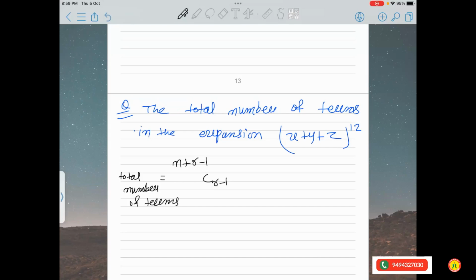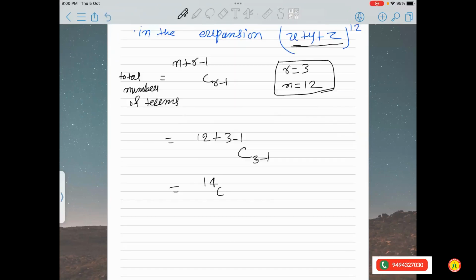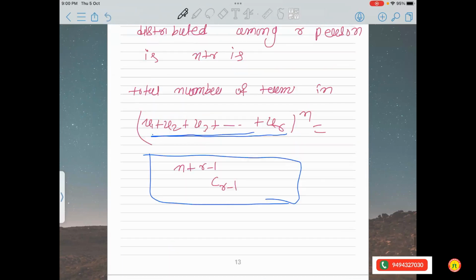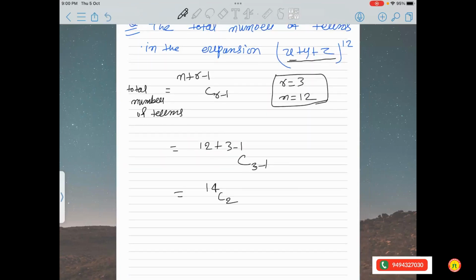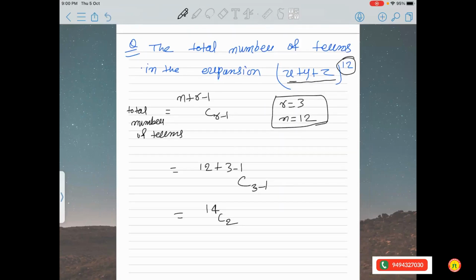So r is equal to what here? r equals 3, since x plus y plus z are 3 different things, and n equals 12. So our answer is 12 plus 3 minus 1 C 3 minus 1, so 14C2 is the answer for this question. Got it? That is how to get the total number of terms in x plus y plus z, with r equal to 3 and n equal to 12. So n plus r minus 1 C r minus 1 is the total number of terms.